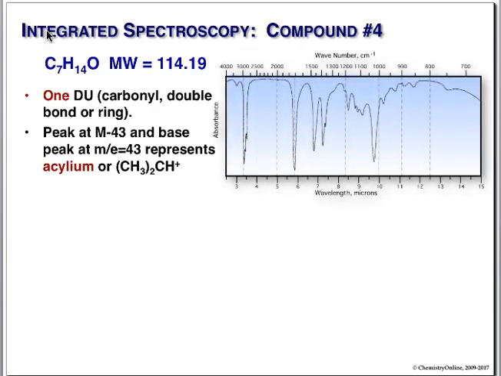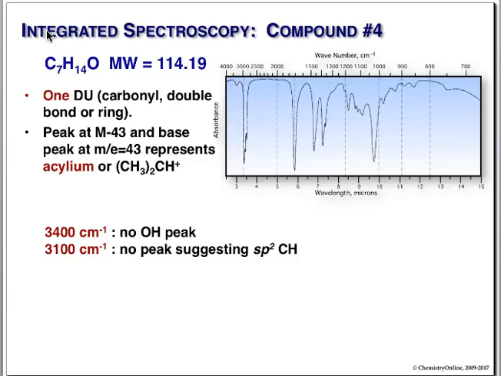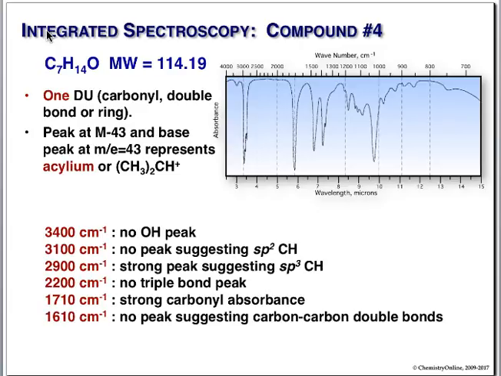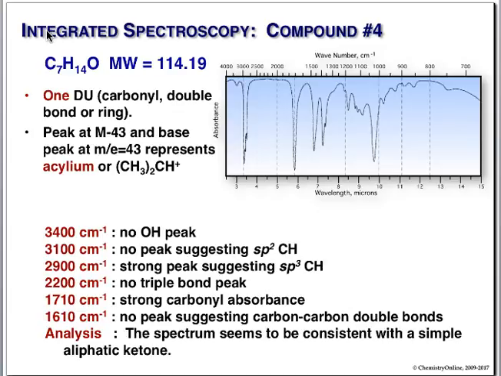For our infrared, we have no OH here. We have no peak on the high side of 3000. This is close, but doesn't quite count. We have really nice peaks here for the saturated CH. We have nothing in the aldehyde region. We have nothing in the triple bond region, but we do have this beautiful carbonyl. Looks like we're talking about a ketone. Again, no double bond peak right here. Again, it looks like a simple aliphatic ketone.